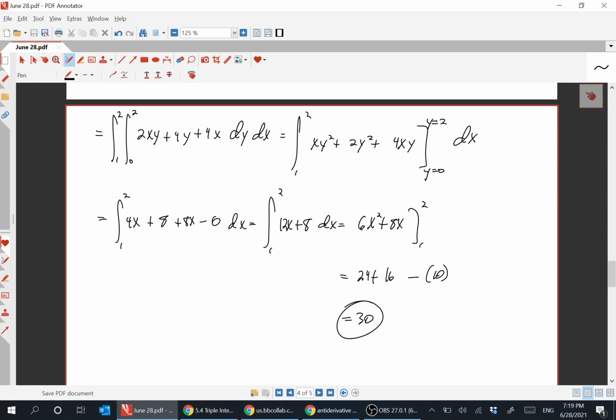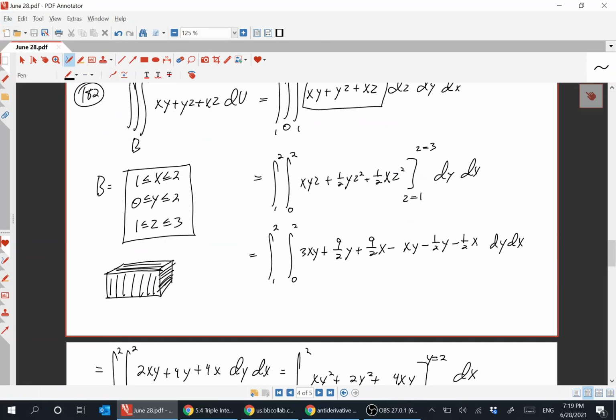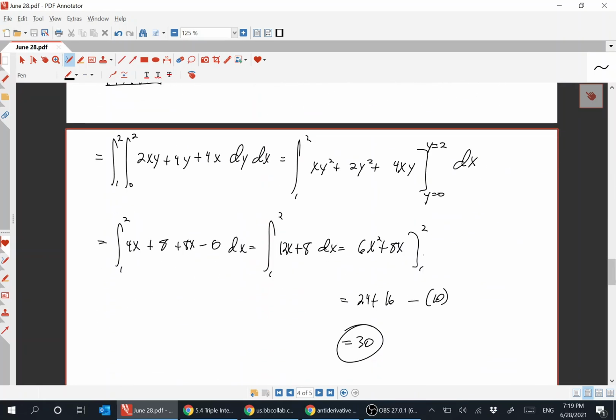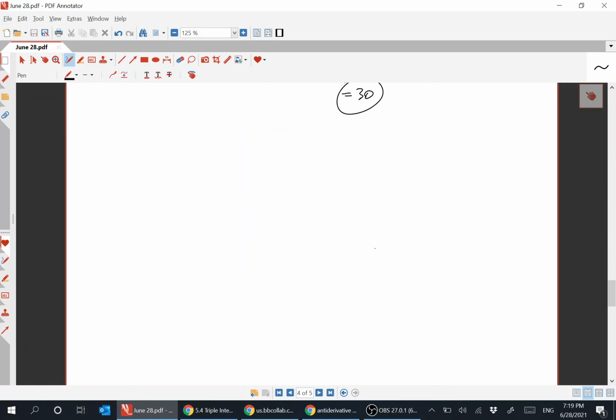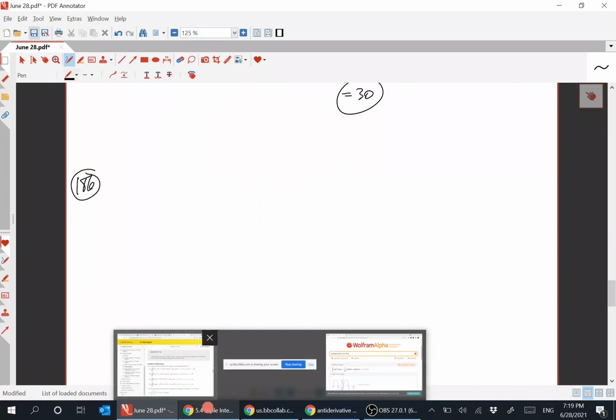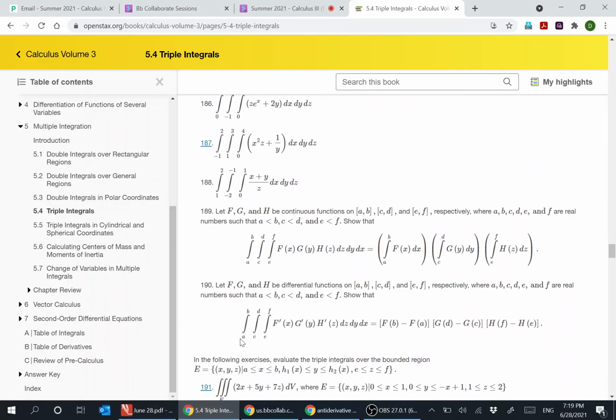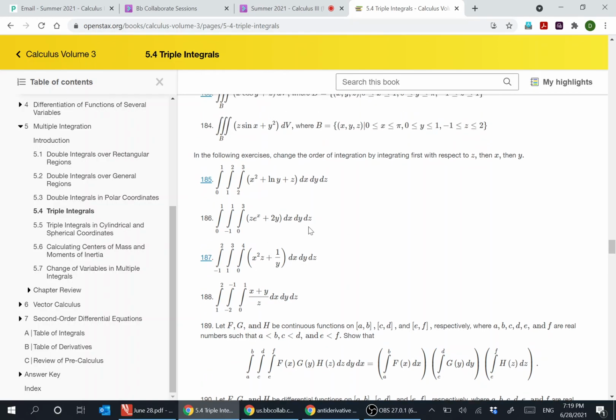Okay. So that was number 182. Next problem is 186. In the following exercises, change the order of integration by first integrating with respect to z, then x, then y. So this is dx, dy, dz.